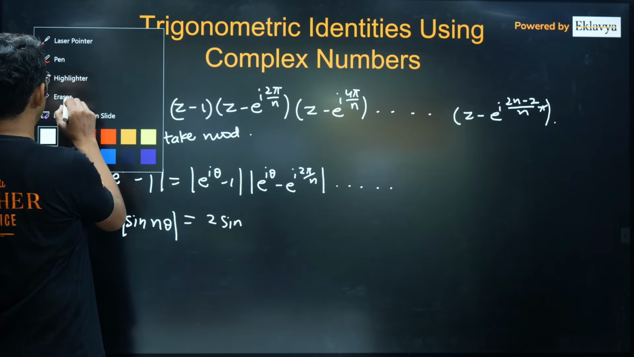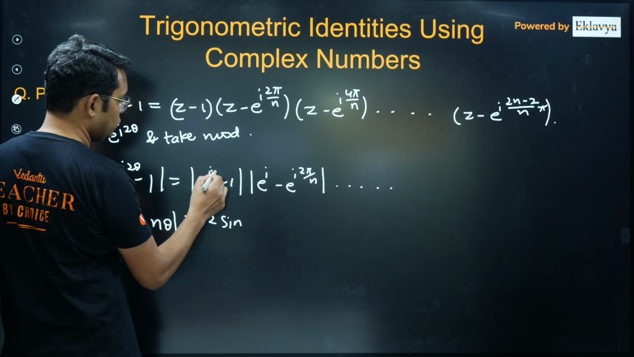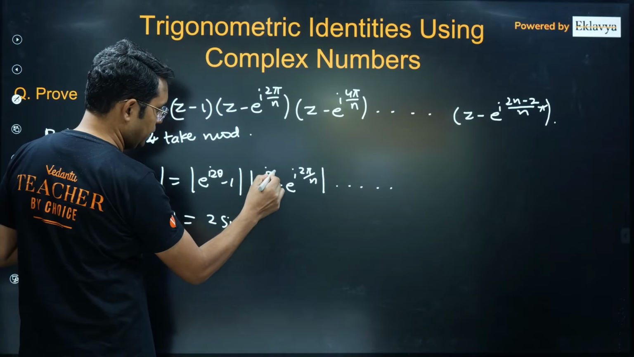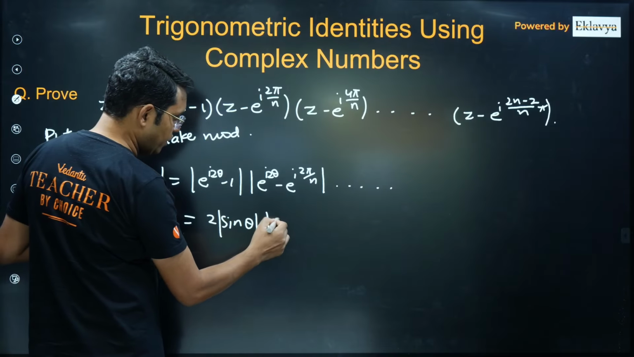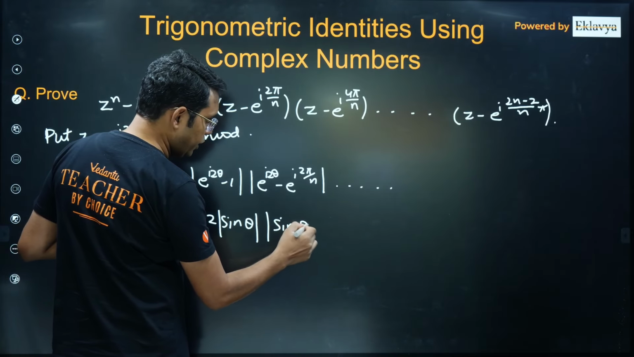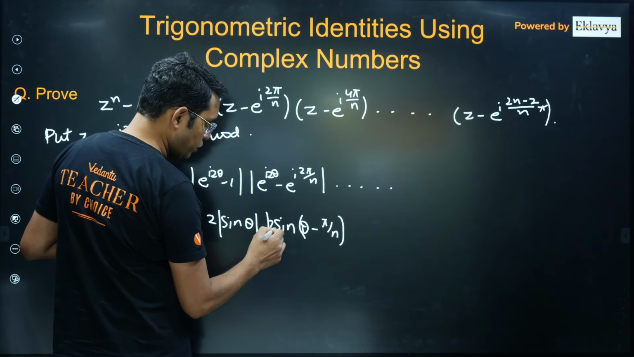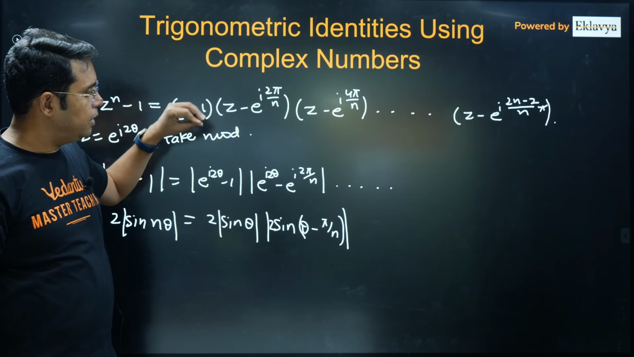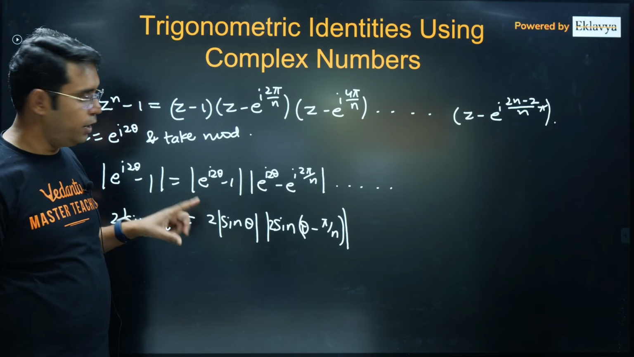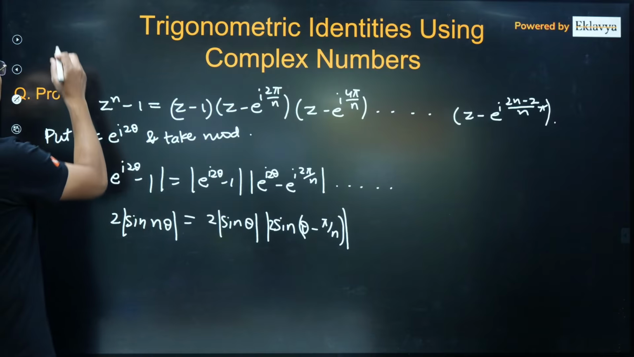I think I have made one mistake here, not theta, it was 2 theta. So this will become 2 sine theta. This will become sine of (theta minus pi by n) with 2 also here. The mod of this would be 2 sine of (theta minus pi by n). Okay, you can derive this with the help of the result of this also. Let me show you how.